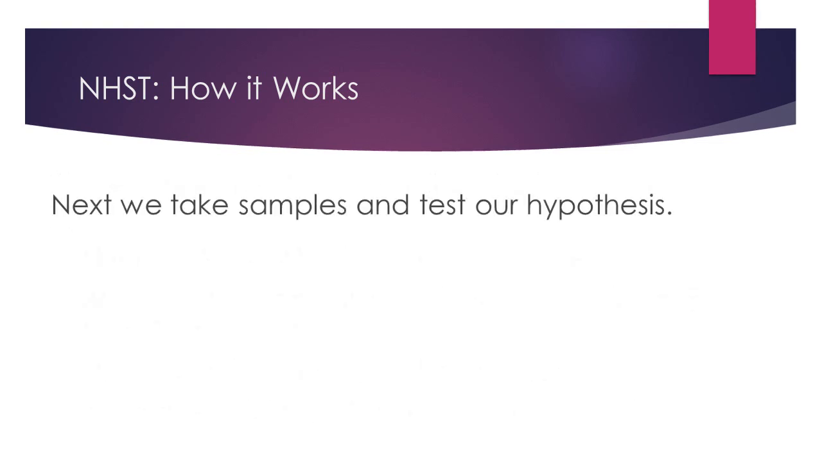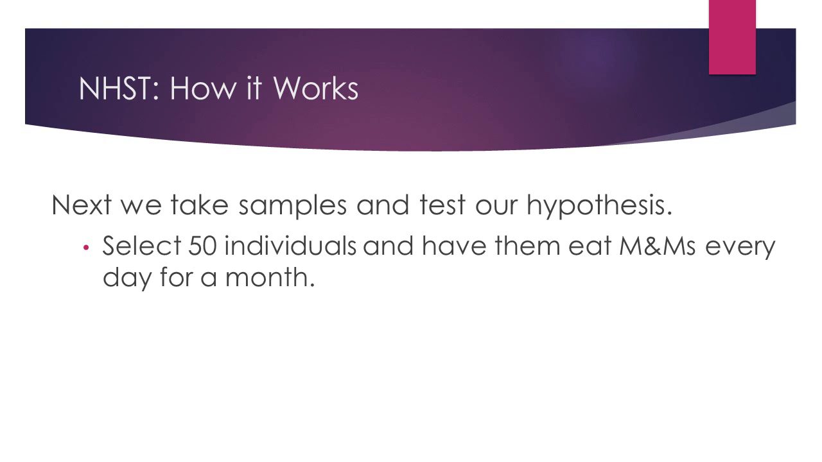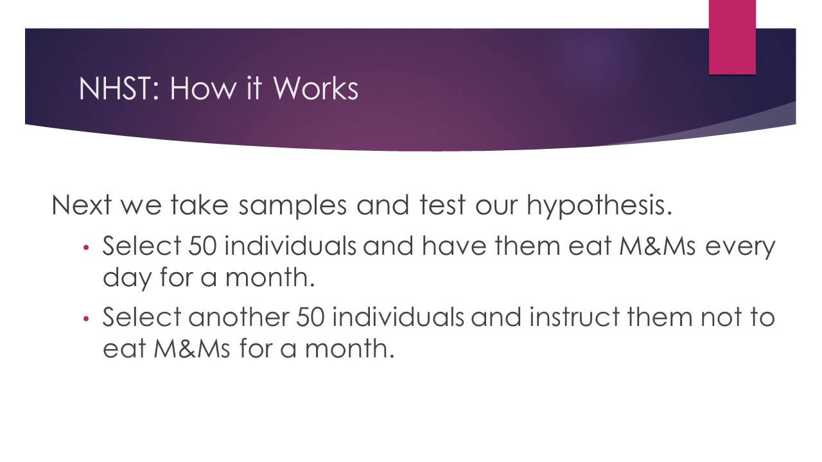So how do we come to a conclusion? Well, we're going to take samples and we're going to test our hypothesis on the samples. We're going to select 50 individuals, probably teenagers, and we're going to have them eat M&Ms every day for a month. Okay, they're going to gorge on M&Ms. It's going to be wonderful. And then we're going to select another 50 individuals, probably teenagers again. Actually, we want our two groups to be the same in every way except for eating M&Ms. So we're going to select another 50 random individuals and we're going to instruct them, hey, don't eat M&Ms for a month because it's going to make you break out with acne. Okay, and that's what we're trying to test.